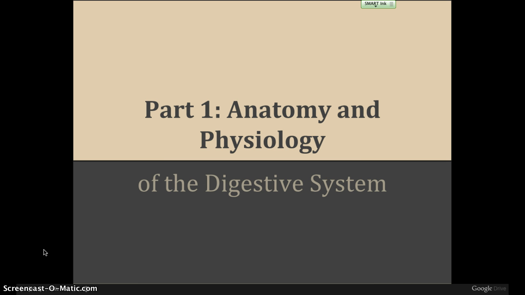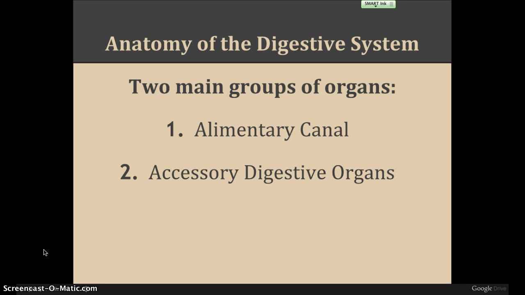We'll look at both the anatomy and physiology of the digestive system by starting with two main groups of organs. You have organs found in the alimentary canal and organs also that are considered accessory organs. Now, before we talk about them specifically, let's just talk about the digestive system in general.